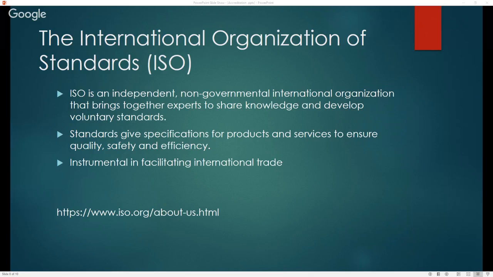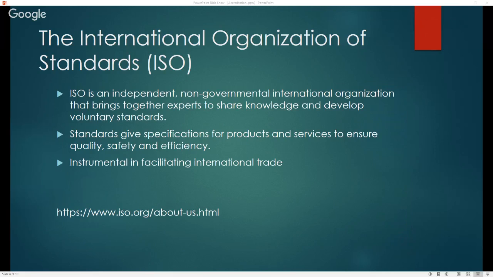All right, so I will be talking a little bit about the International Organization of Standards, or in other words, ISO. ISO is an independent, non-governmental international organization that brings together experts to share knowledge and develop voluntary standards. Their central office is in Geneva, Switzerland, just a fun fact. Over the years, they've published over 21,000 international standards.